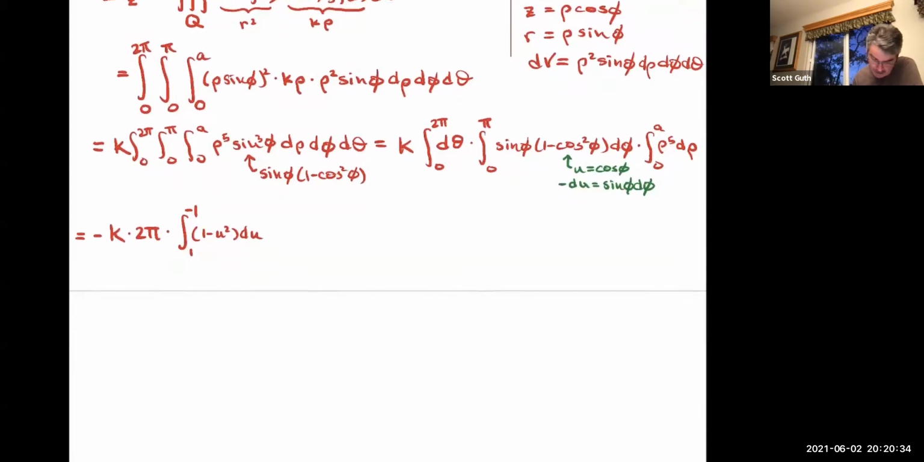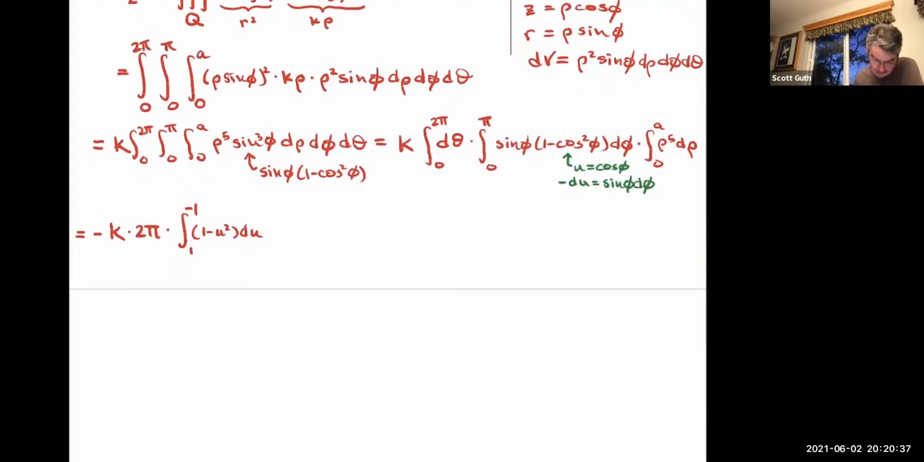Okay. And I think we're okay there. I can switch those limits if I make the integral positive, which is great. It should be positive. This next part is a 1/6, and it looks like it's just going to be a to the 6th here. So here, let's see, what do we get? There's a k, there's a 2 pi, there's a 1/6 a to the 6th, and then there's this integral from -1 to 1. I've made it positive, the minus sign's gone. And we just have 1 minus u squared du.